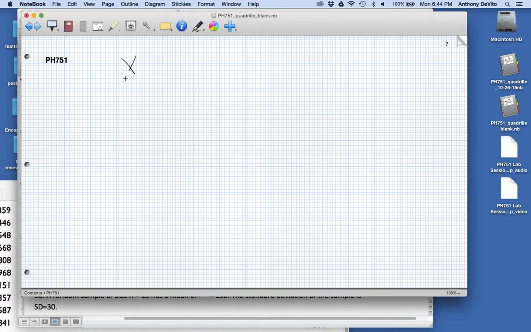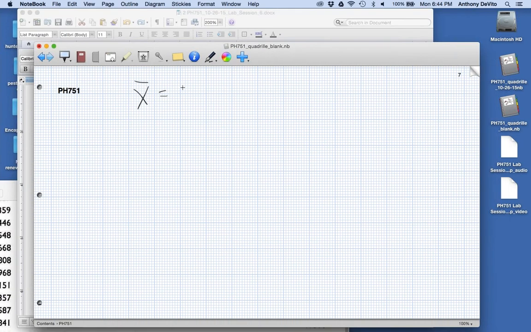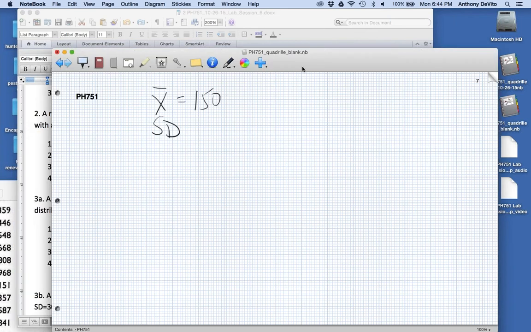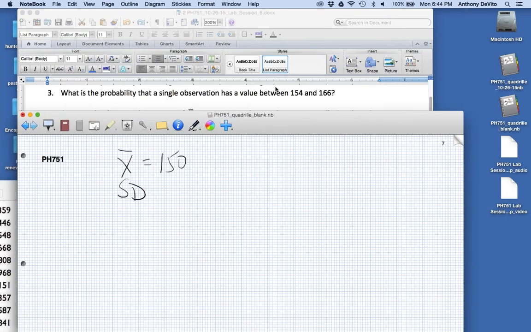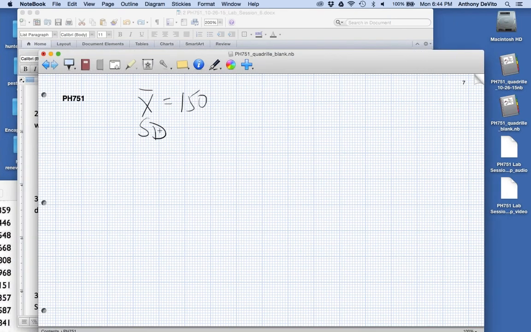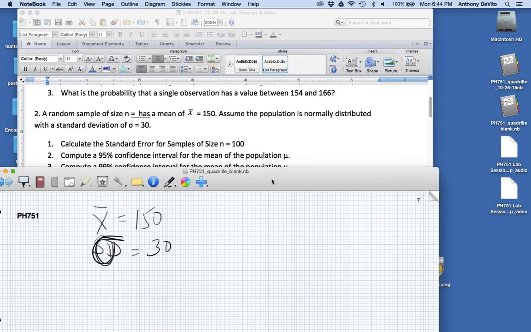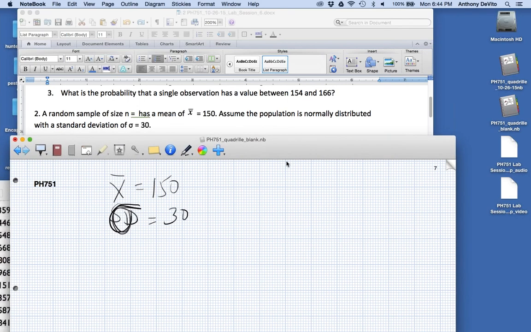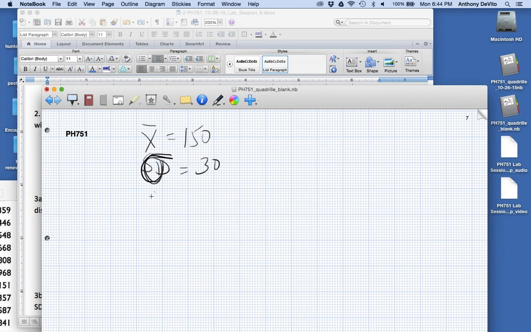Okay, so the mean, X bar, remember it's a sample, is 150. The standard deviation of the sample is 30. Oh, I'm sorry, I gave you the population standard deviation. That's sigma, so we don't even have to bother with that. Sigma is equal to 30, and the sample size is equal to 100.